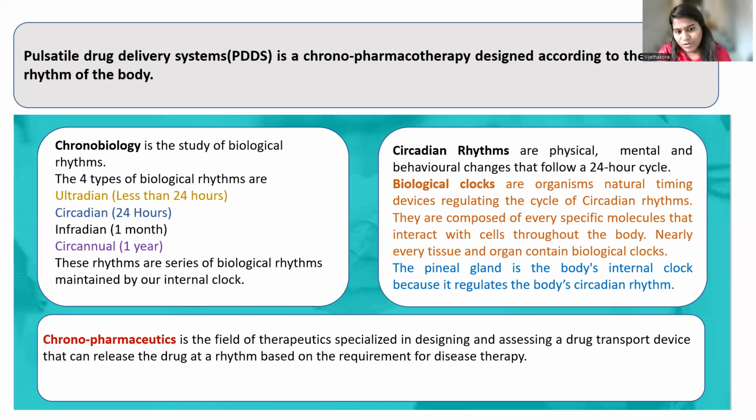And next coming to chronopharmaceutics. Chronopharmaceutics is a field of therapeutics, and here we design the drug transport device in such a way that the drug will release at the rhythm based on the requirement for the disease therapy. So the drug will be released at a particular site, in a particular time, at a particular dose. When it is required for the body, the drug will be released at that time. We design the dosage form in such a way.